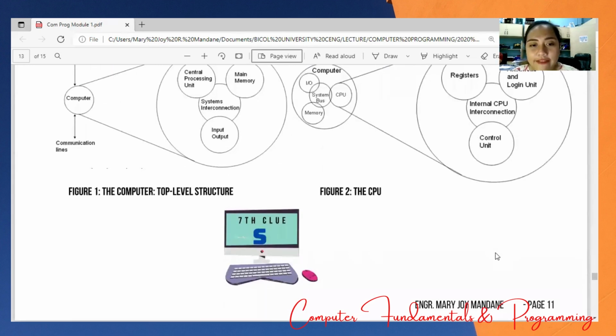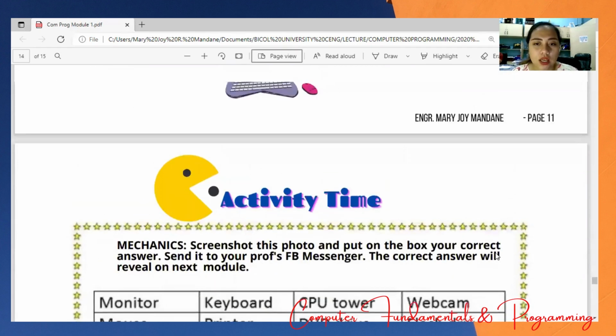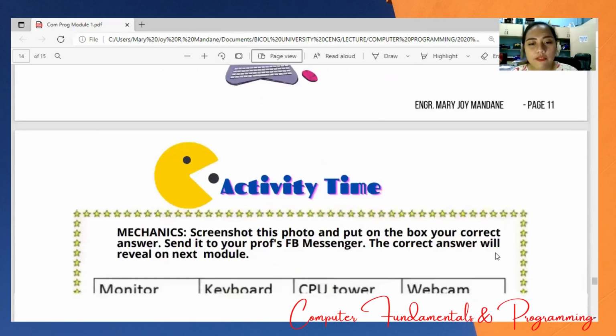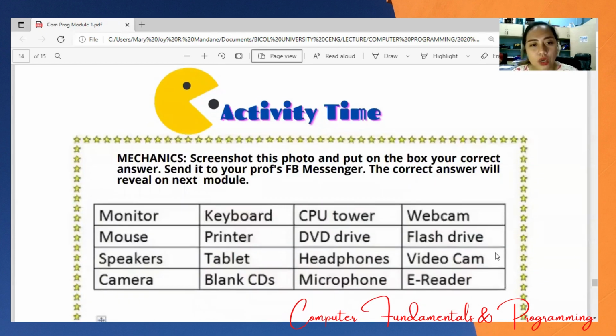Okay, again, we have another clue, the 7th clue, letter S. So that's the end of my lecture. But before that, let's have an activity. Activity time muna tayo.